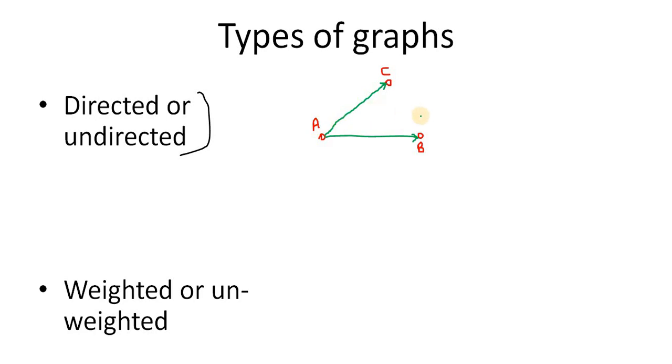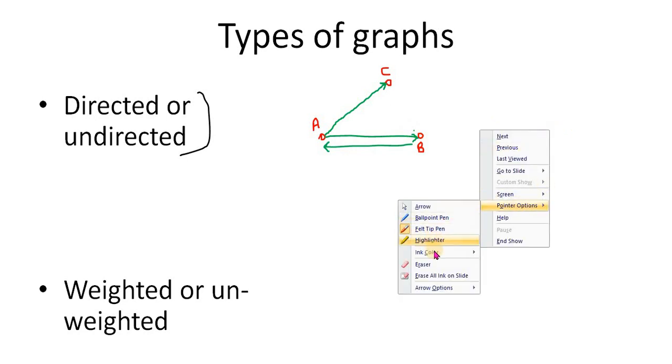But there is another condition also. For example, if the graph has multiple edges, like this, it has 2 edges. In this case, the robot can go and come back also. But the graph is still a directed graph, because all the edges have some kind of direction associated with them. And also there are undirected graphs. Undirected graphs we have already studied in the previous slide.